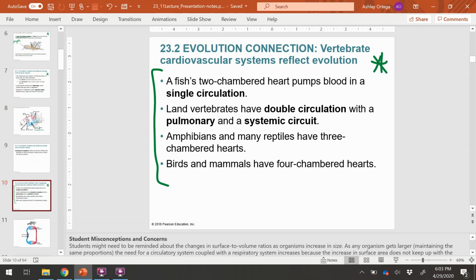And so now we're going to take a look at the circulatory patterns of different animals. So the first one being that fish we just saw. It has a two-chambered heart, so one atrium and one ventricle. This is going to pump blood in a single circulation or a singular pattern. And so there are other ones we'll see that have a double circulation and different circuits called pulmonary and systemic circuits. And so they also have different chambers to their hearts. We'll see that amphibians and many reptiles have a three-chambered heart, whereas birds and mammals have a four-chambered heart.